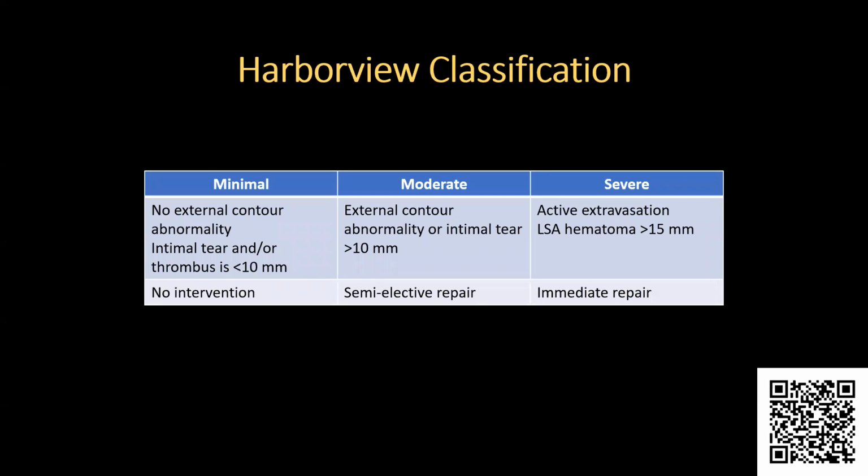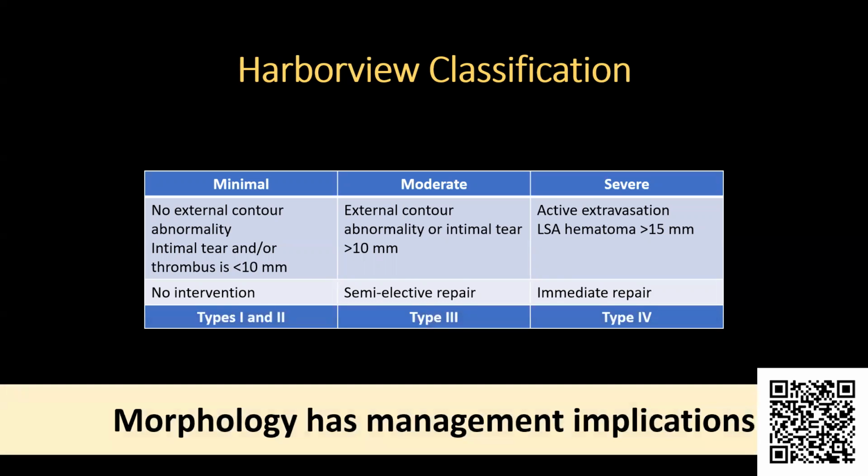In addition to the presence of an external contour abnormality, the Harborview classification also takes into account the size of the intimal tear to grade injury as minimal, moderate, or severe. Whether the injury is moderate or severe determines the timing of repair. Semi-elective repair for a pseudoaneurysm without active extravasation occurs within 24 to 72 hours. Severe aortic injury requires emergent repair. In general, these correspond to the Society for Vascular Surgery classifications of types 1 and 2 for minimal, 3 for moderate, and 4 for severe.